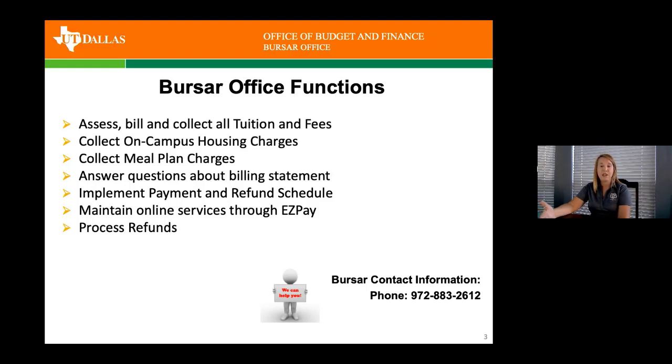Our contact information is down here as well. We're here to help you. We're here to support you. If you ever don't understand something, please contact us, because it doesn't matter how silly you may think it is. We're here to help you, and we want to make sure that you understand everything as it relates to the Bursar office, your bill, and tuition. You can go ahead and go to the next slide, please.